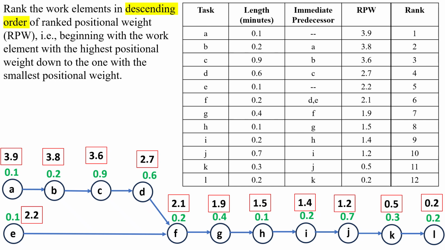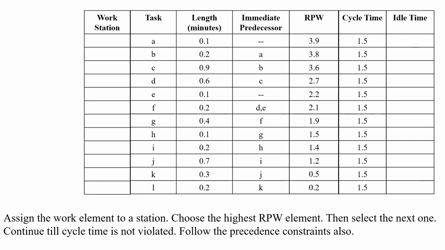So here, for the task A, having the highest RPW value, 3.9, I give rank 1. Next, B, 3.8, rank 2. Next, C, 3.6, rank 3. And like that, up to L, I give the ranks. Observe that all the ranks are in ascending order, 1, 2, 3, 4, up to 12.